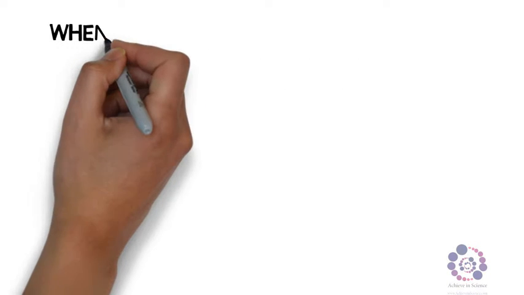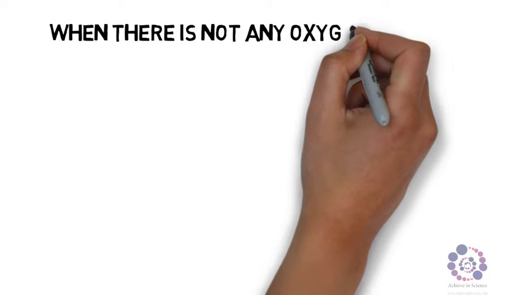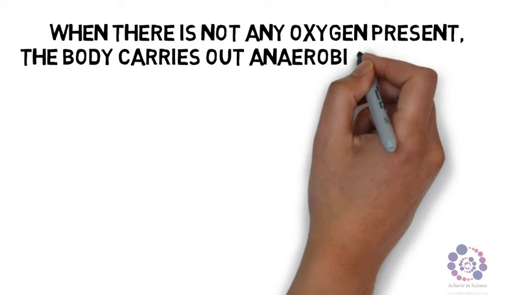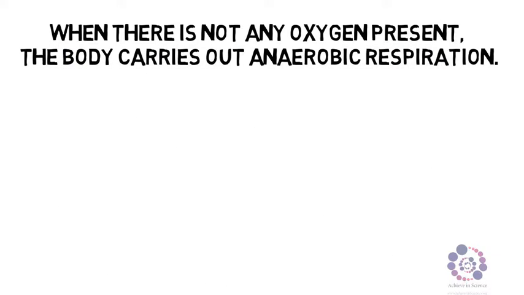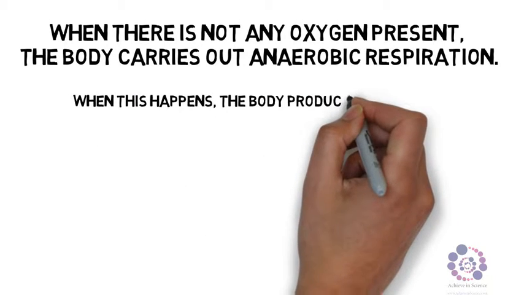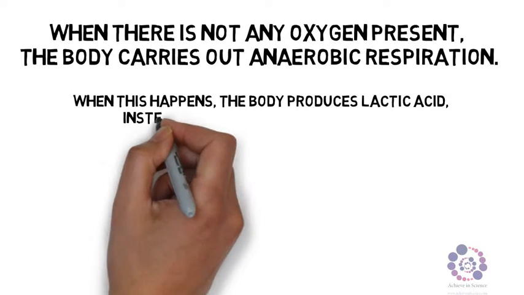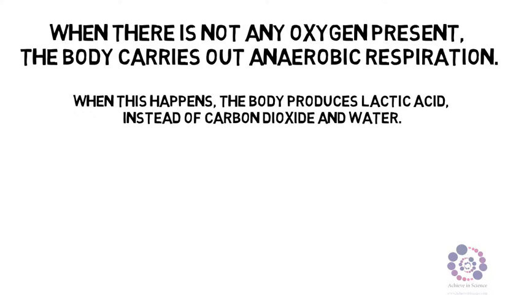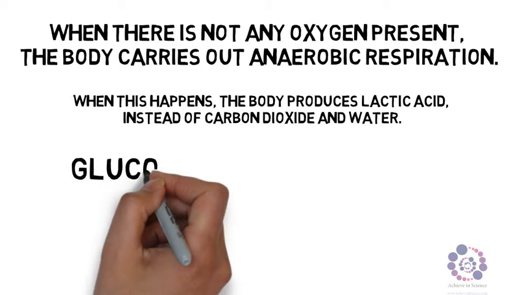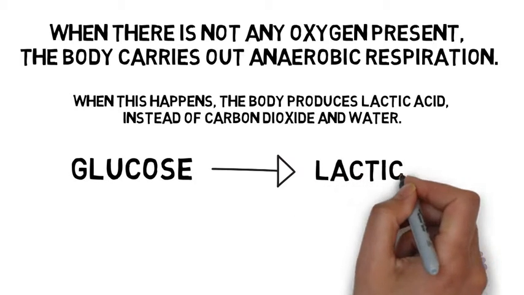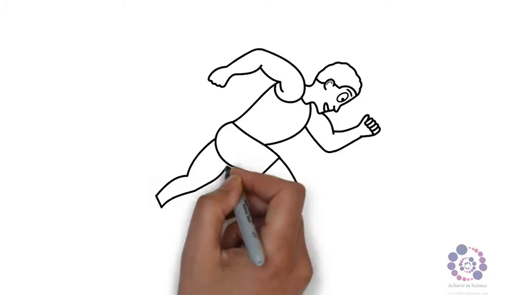Anaerobic respiration means respiration without the presence of oxygen. This process takes place within our body when there is not enough oxygen being delivered to our cells and into our muscles. In this process, a substance called lactic acid is produced instead of the usual substances of carbon dioxide and water. Therefore, this can be summarized with the equation: glucose produces lactic acid.